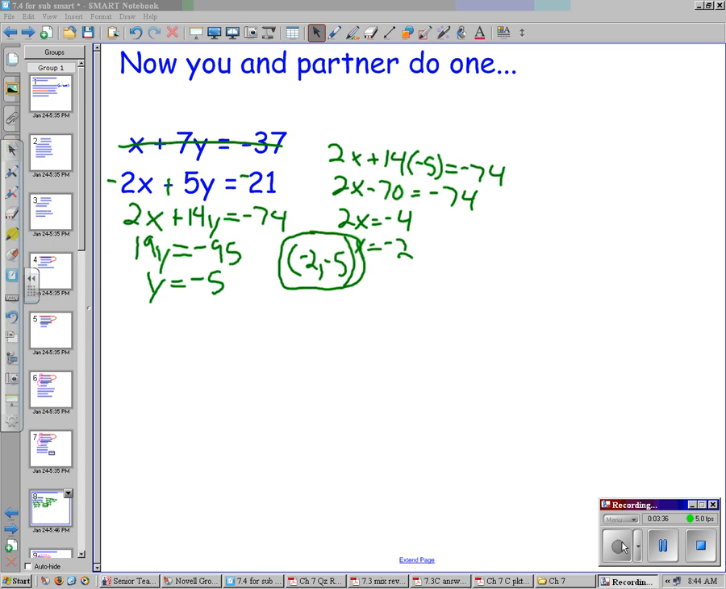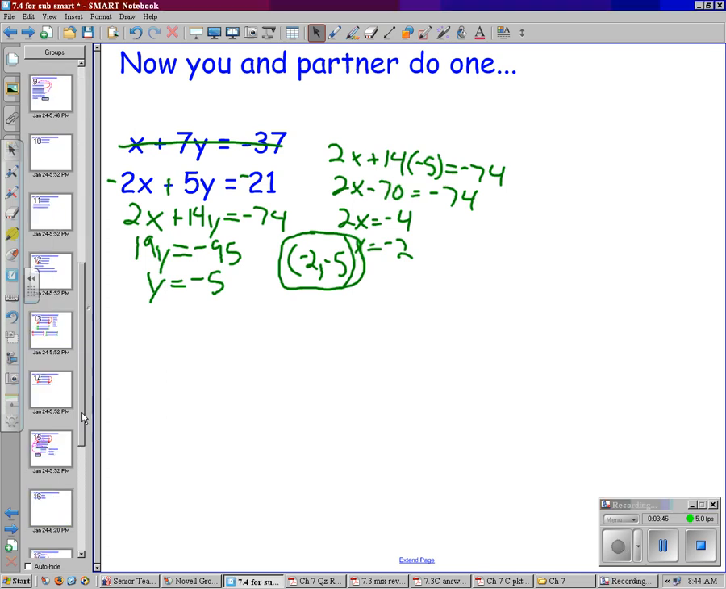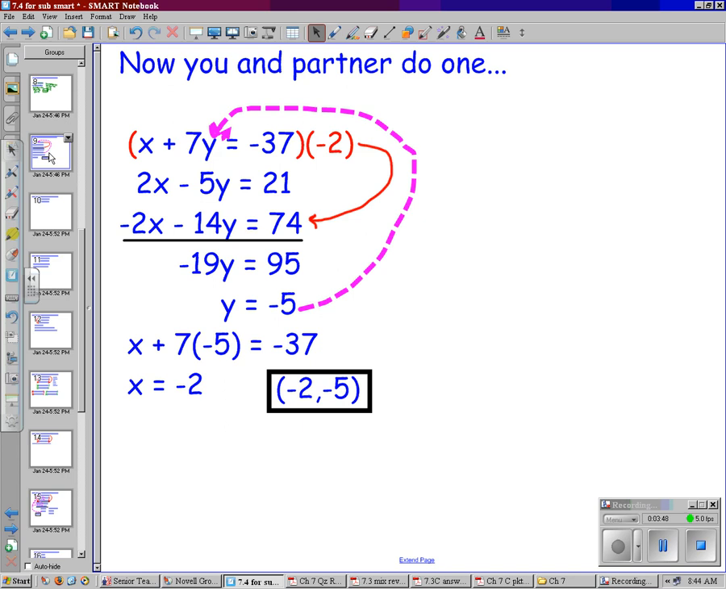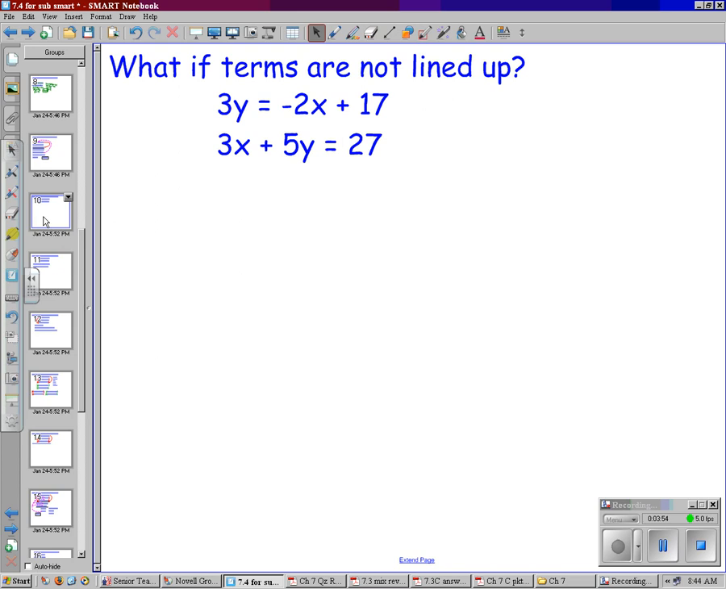Okay. You guys like linear combination? Yeah. Better than substitution? Better than graphing? Oh, yeah. All right. Let's go on here a little bit. I showed my work here and coming back up with it. We'll go on to the next one. What if the terms are not lined up?